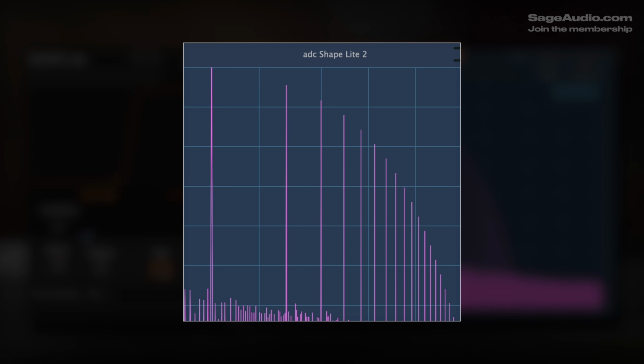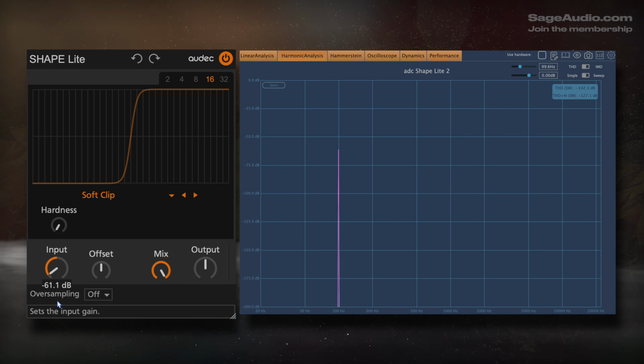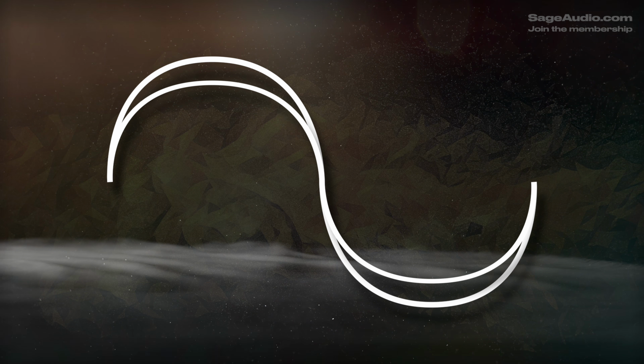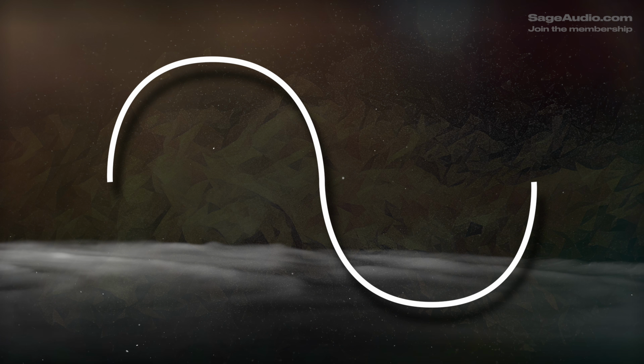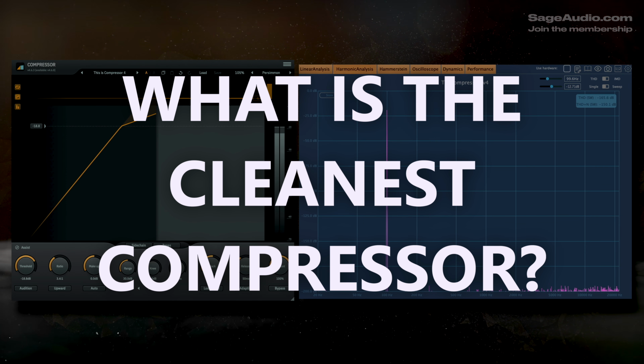All this shows that if we want incredibly accurate processing with little to no harmonic distortion, then we need a processor that's capable of accurate measurement so that the input waveform more closely matches the output waveform and vice versa. So this brings us to the question, what is the cleanest compressor?